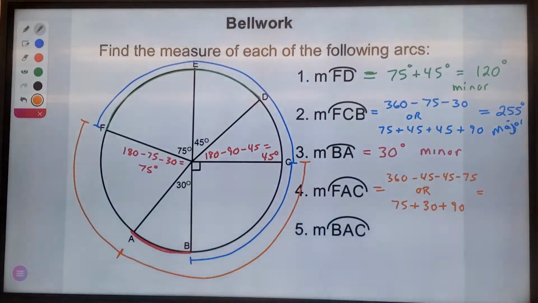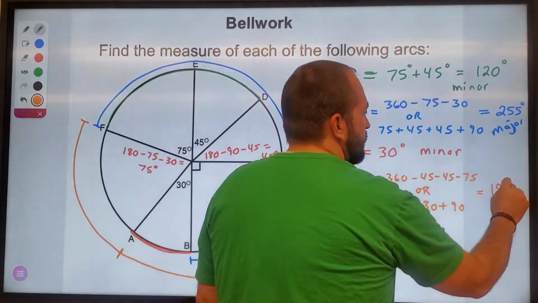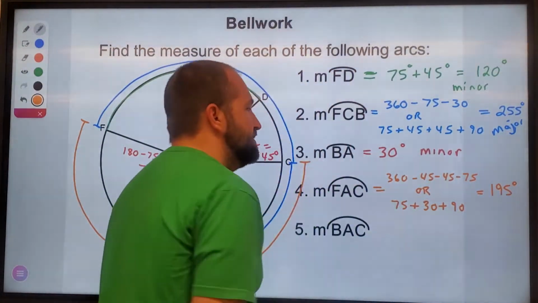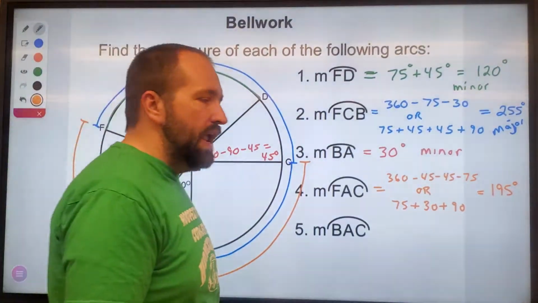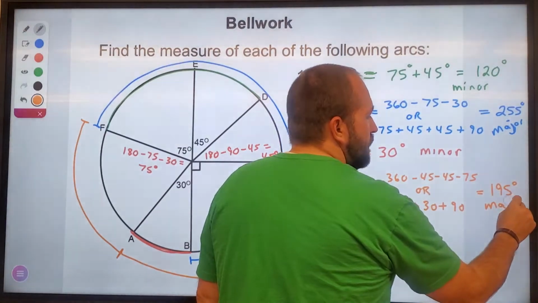Okay, so again, either one would be fine. It just depends on how your brain is going to process it. Okay, so this should equal out to 195 degrees. And again, classification-wise, this is more than 180 degrees, which would make it a major arc.